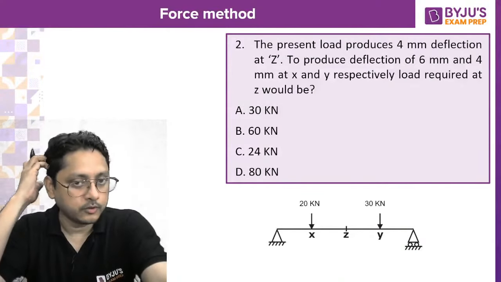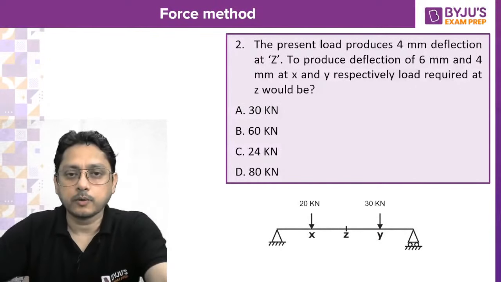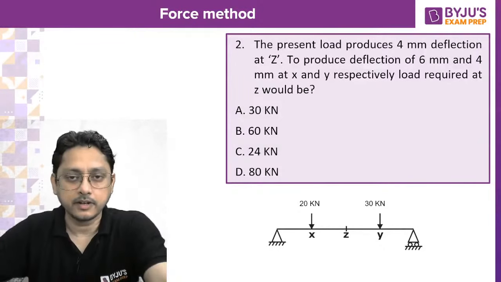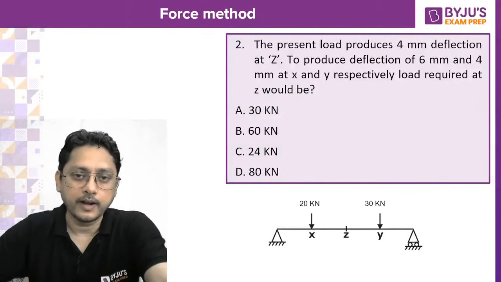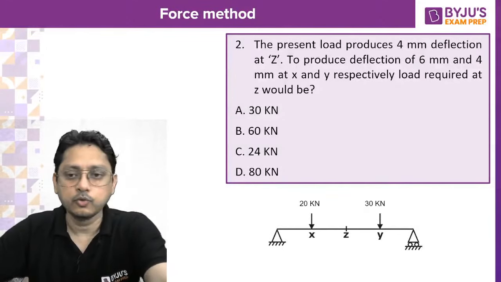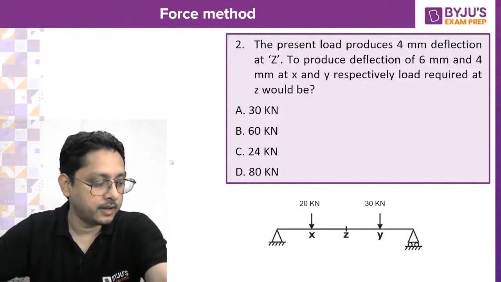Can you solve this problem? The present load produces 4 mm deflection at Z. To produce a deflection of 6 mm and 4 mm at X and Y respectively, the load required at Z would be. Those who have attended the morning 11 a.m. session on app will be understanding it.